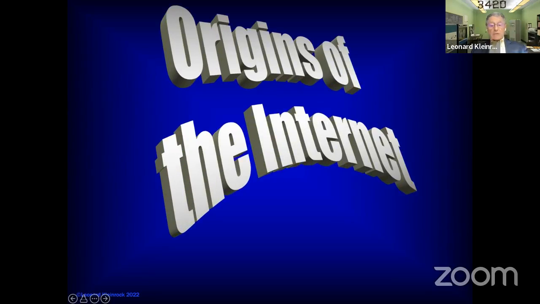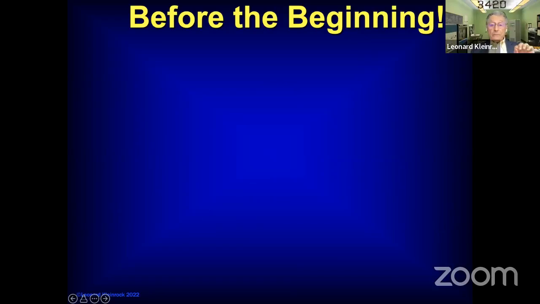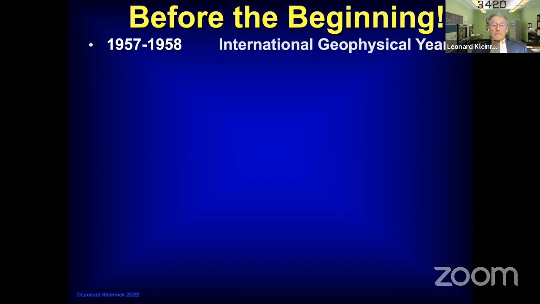So let's talk about the origins of the internet. First of all, let's go back to before the beginning. Indeed, a critical event happened in 1957-58. The planet created something called the International Geophysical Year, where scientists all over the world were examining our planet, the Earth, looking at the oceans, the mountains, the rivers, the continents, and there's a considerable amount of science there, and it was competition among nations.